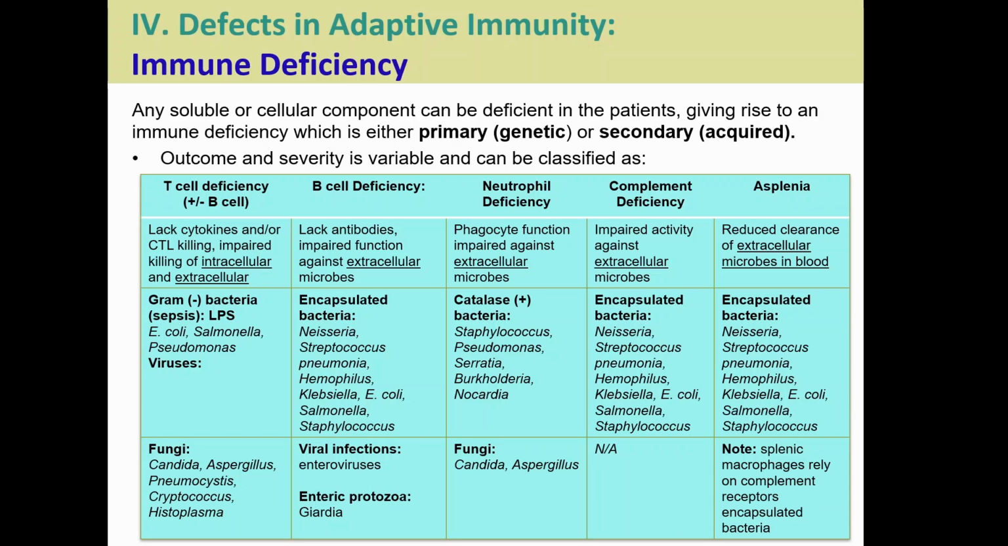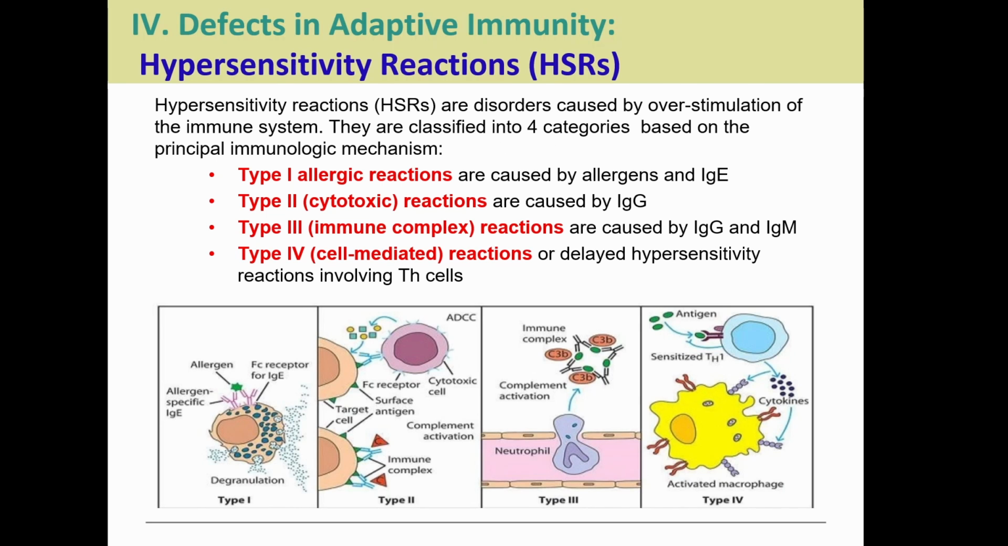So you see, there's a handful of different ways things can go depending on which part of the immune system is affected. And so we see a lot of the problems are going to come from microbes that are outside of the cells. T cell deficiency is where we're going to see the intracellular stuff really come into play, where that becomes more problematic. We also have what's called hypersensitivity reactions.